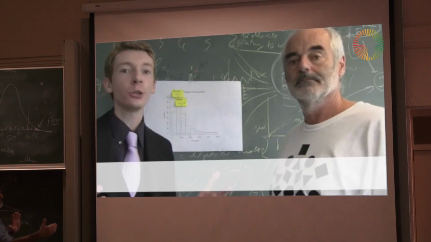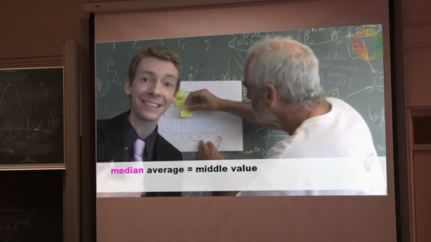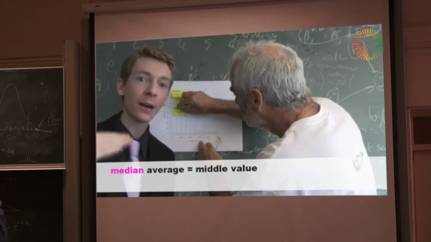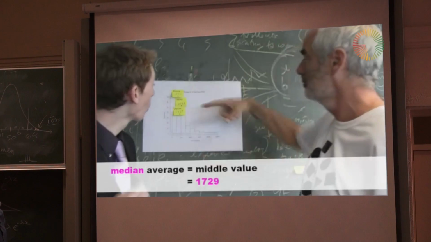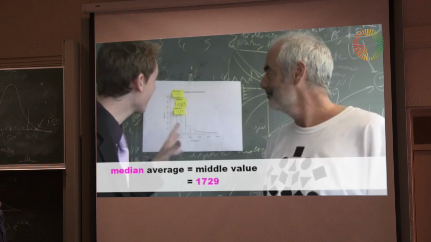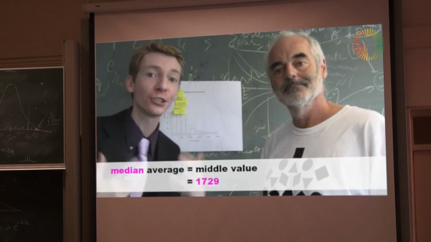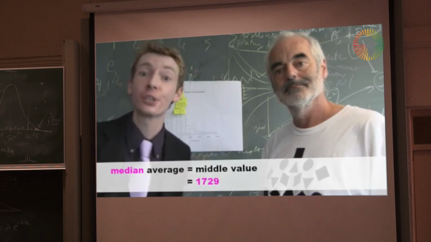So instead we might want to use another type of average called the median average. If I listed all the guesses in order and took the middle value, I got 1,729. Hey, it's Ramanujan's number. In this case, the median could be considered the average person's judgment rather than the average judgment.